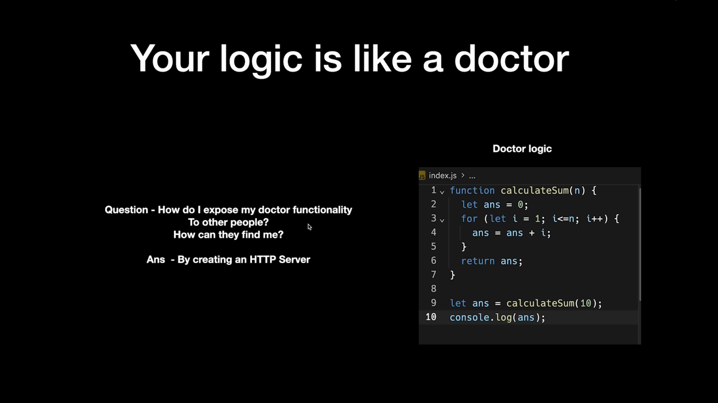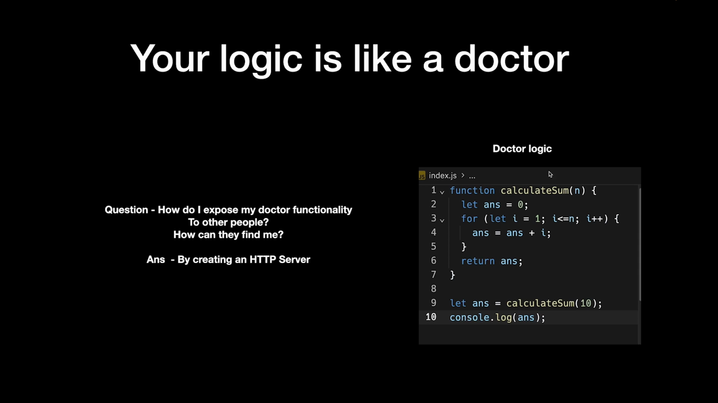How do I expose my doctor functionality though to other people? How can they find me? If this is my logic, how can I expose this logic to the world? How can I let people all around the world access this function of mine? You could say, Harkirat, I will just send them this code. I will say, run this code in your machine and you're sorted. You have my code. But that's not good, right?